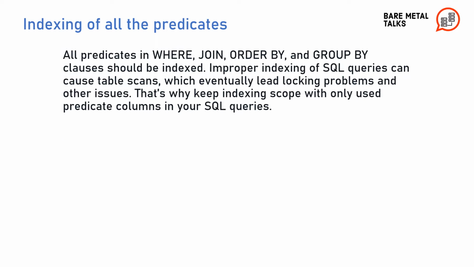Indexing of all the predicates. All predicates in where, join, order by, and group by clauses should be indexed. Improper indexing of SQL queries can cause table scans, which eventually lead to locking problems and other issues. That's why keep the indexing scope to only the predicate columns used in your SQL queries.